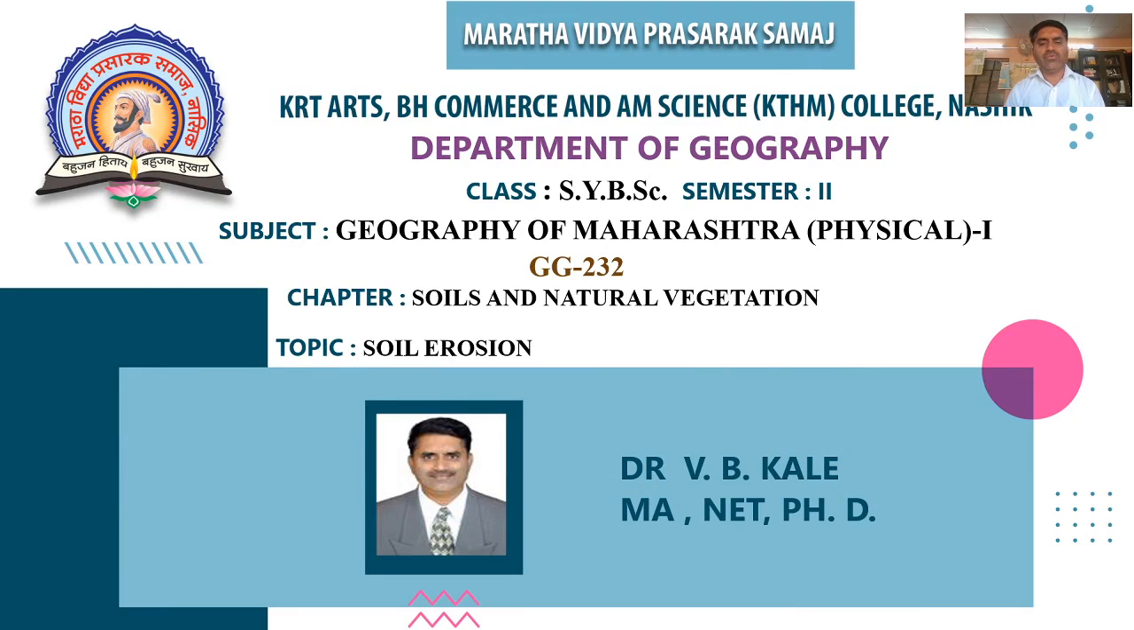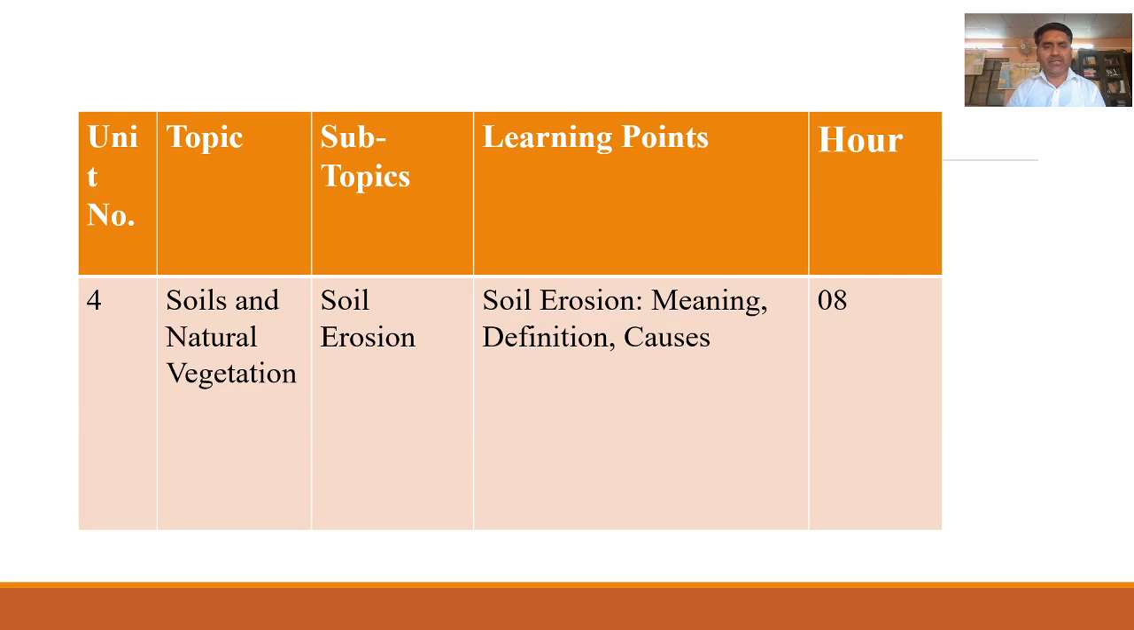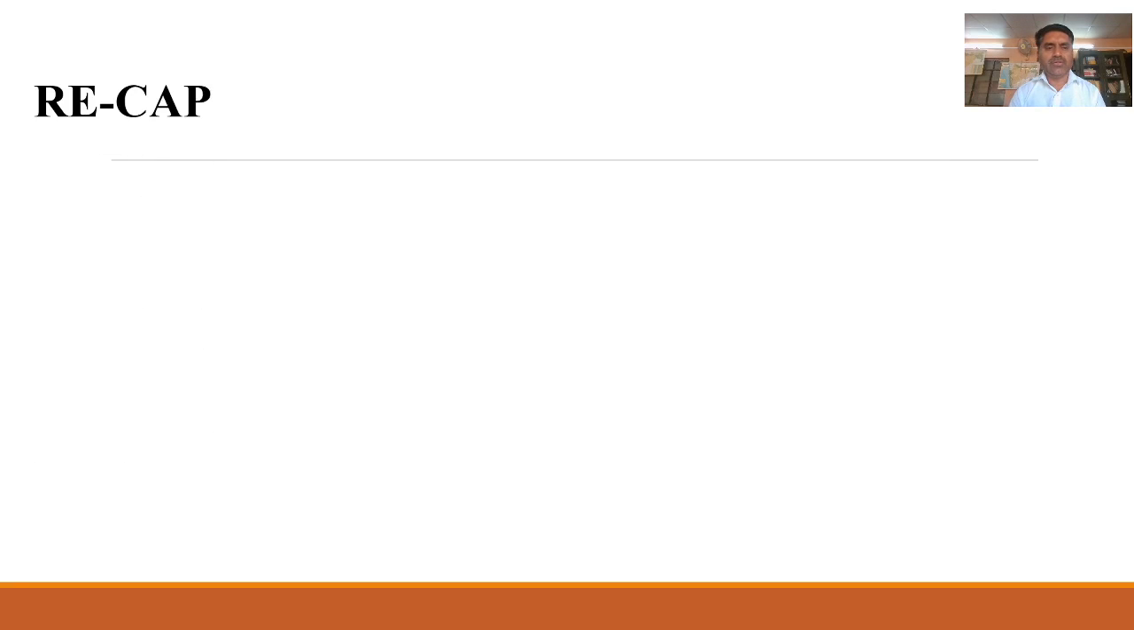Today we are going to start the remaining part of the next chapter, that is soil and natural vegetation, and particularly we have to see soil erosion. So let us see which points we have to cover in this topic. What exactly soil erosion means, that is the meaning and definition of the same, and which factors are responsible for the causes of soil erosion.